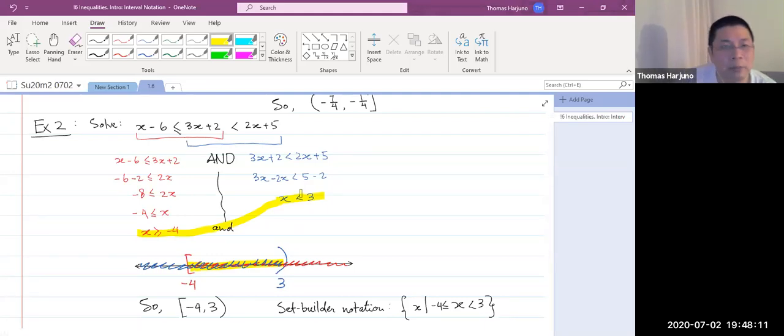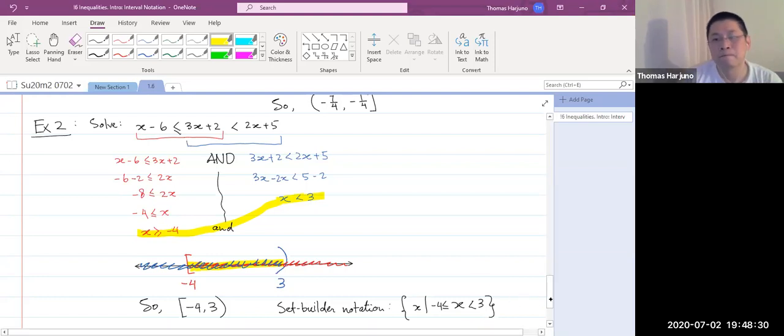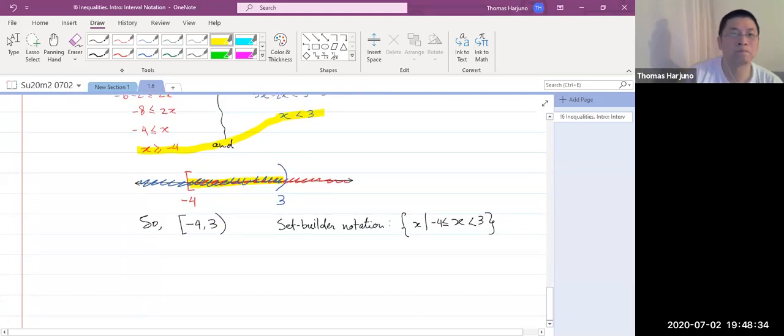So implicitly, besides teaching you how to solve compound linear inequalities, I also teach you how we actually get the common solution of two inequalities. Implicitly, I teach you that here also. That's for compound linear inequalities.